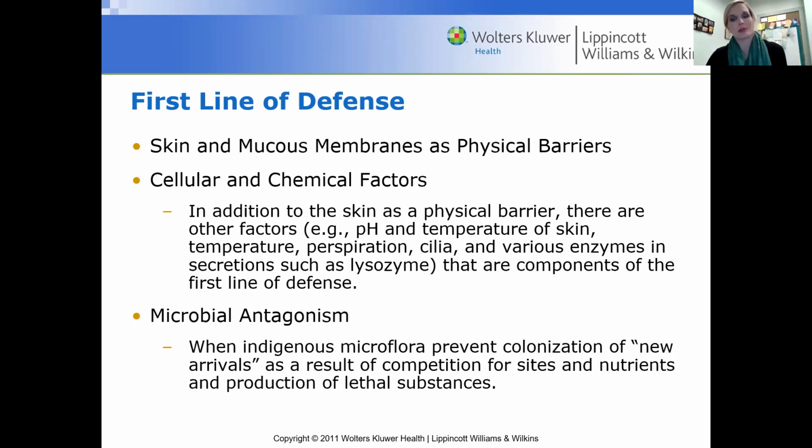But if pathogens happen to be present in our sweat, remember that when sweat evaporates, that's the process of cooling ourselves off, because the heat is leaving our body. But hopefully the pathogens are leaving our body as well in that evaporation process.